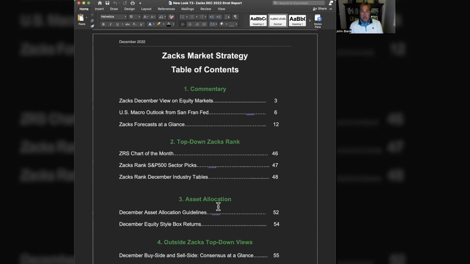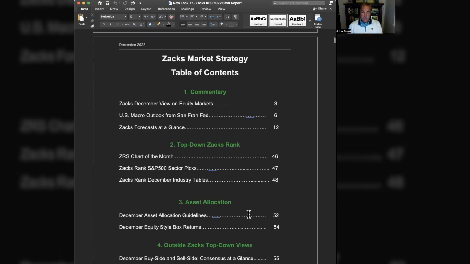We have commentary, we have top-down Zacks rank, we have asset allocation, we have outside Zacks top-down views, and we have international ETFs and macro. So for this part, you can see this is a 60-some page report, and the first 40 pages are commentary. This is always the case. I put this commentary up front, and then all of the rest is basically data.